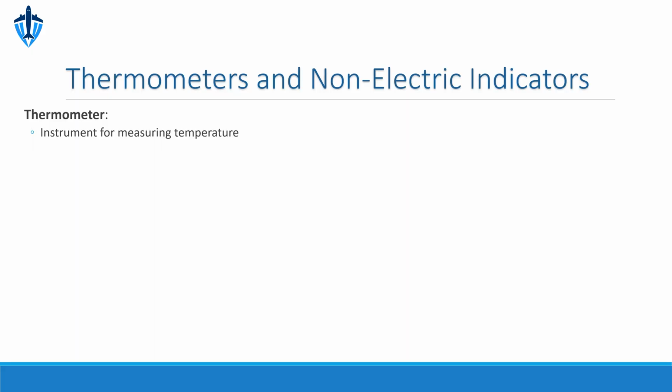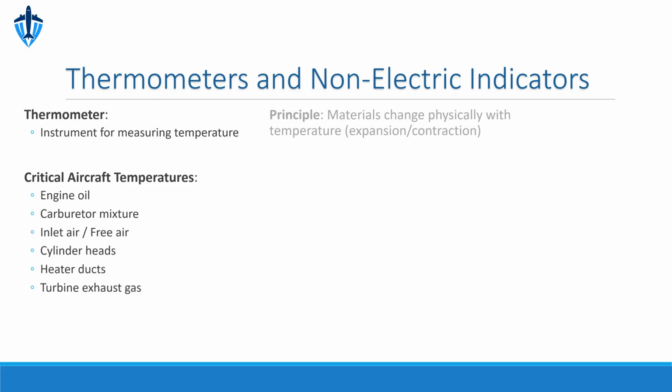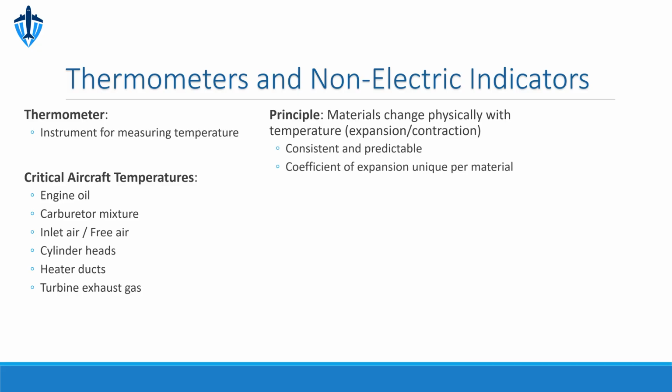Temperature monitoring is essential for safe aircraft operation. We track engine oil, carburetor mixture, inlet and free air, cylinder heads, heater ducts, and turbine exhaust gas, among many others. Thermometers work by exploiting how materials change with heat, mainly through expansion or contraction. These changes are reliable and tied to each material's unique coefficient of expansion.